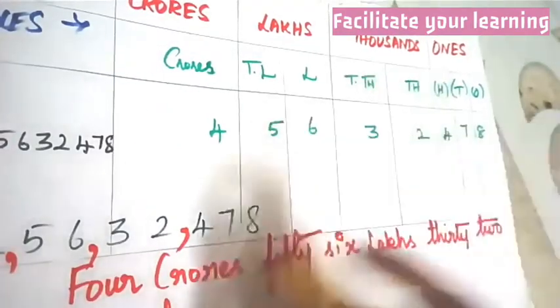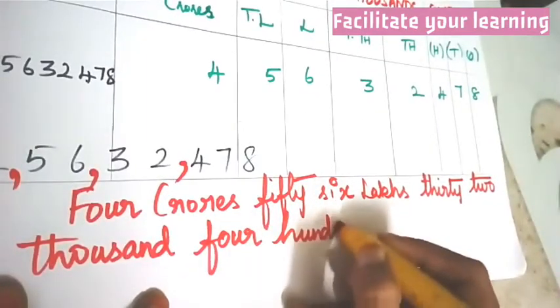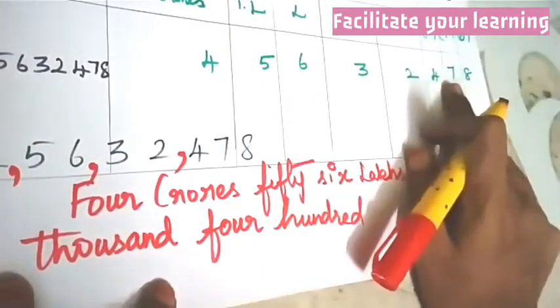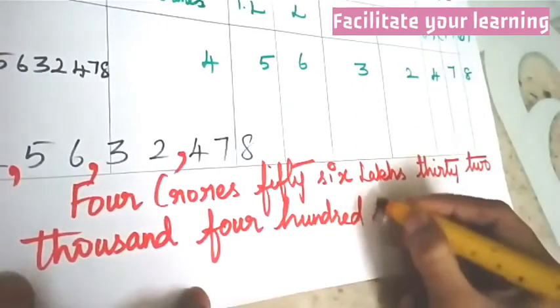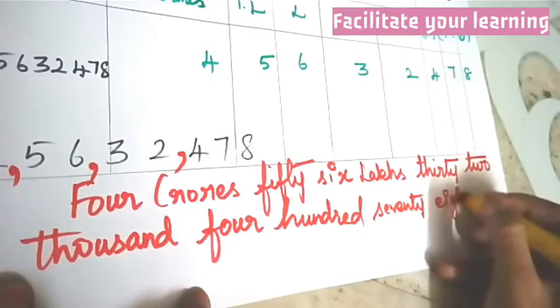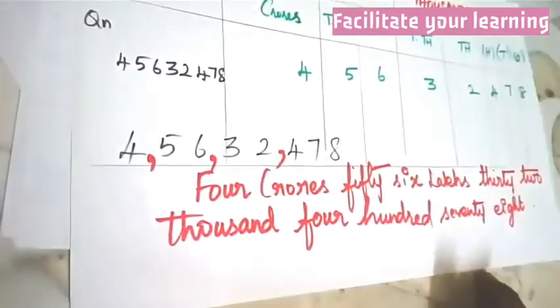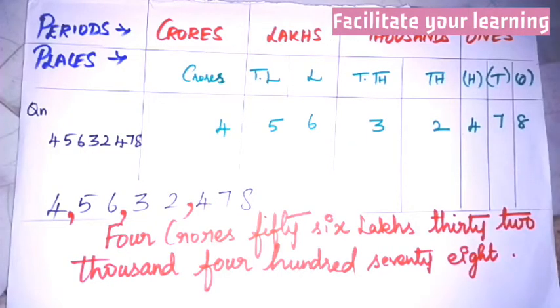And 4 is under the place value hundreds. So 400. 78. 7 tens is nothing but 70 and 8. So 4 crores, 56 lakhs, 32 thousand, 478.